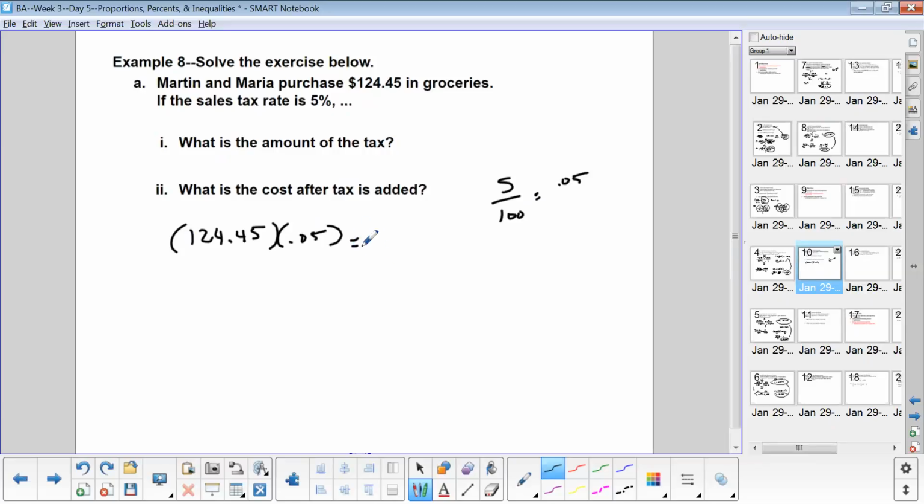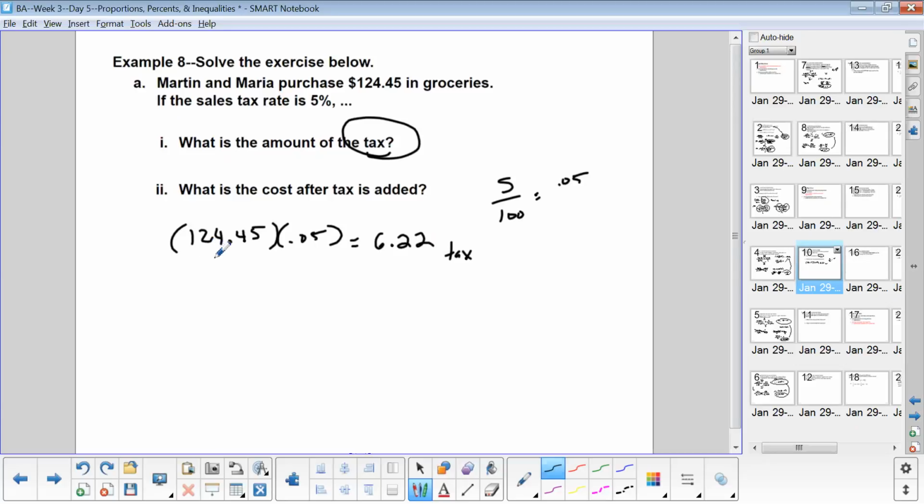Most of the rest of these are simply just calculations. So $124.45 times 5/100ths, and that's going to give us $6.22. Now that's the amount of tax. That's not the total bill, because we know how much it rang up to be.